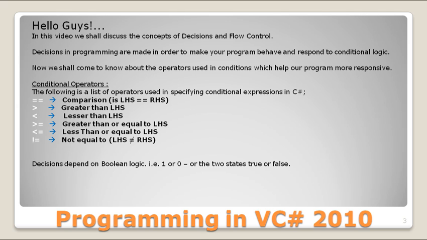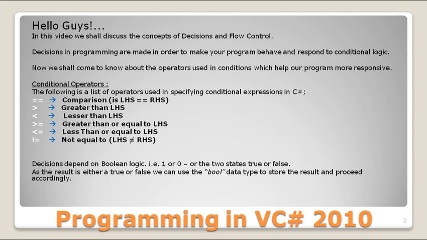So decisions depend on Boolean logic, which is completely dependent on 1 or 0, or the two states of true or false. So as the result is either true or false, we can use the bool data type to store the result and proceed accordingly. This is the data type which was covered in the previous class, or if it was not covered, let me remind you that the Boolean data type stores only either 1 or 0, which means if you declare a variable as a Boolean, then the variable can have either the value of 1 or 0 or true or false.